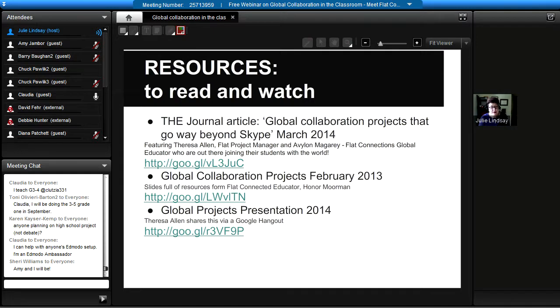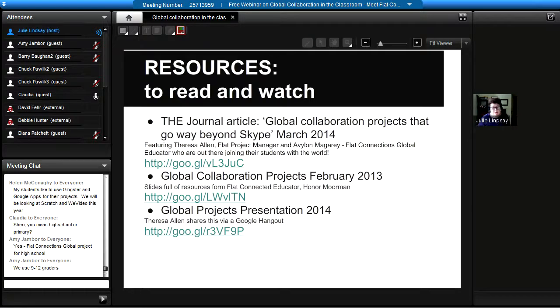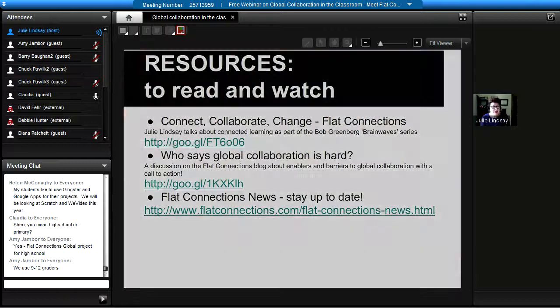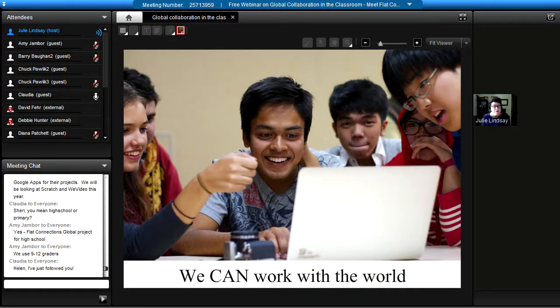Just some resources here. I'm going to whiz through these because these are on the slideshow, and once again, I'll put in the window, you can access these slides and go through them. But we have a number of resources on the flatconnections.com website of people sharing their global collaborations, some news articles, magazine articles, or online e-magazine articles, slideshows that we share, for you to learn more. And that's just some extra things there. Yes, if you go to flatconnections.com, there's a menu item, Flat Connections News, and you can grab all the news there. Lots of news and lots of interest in global collaboration.